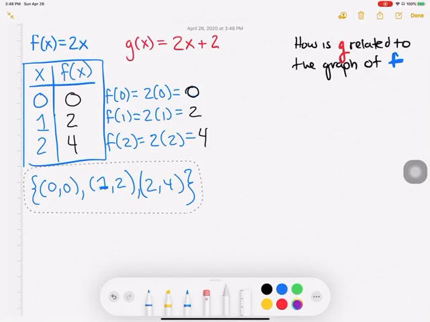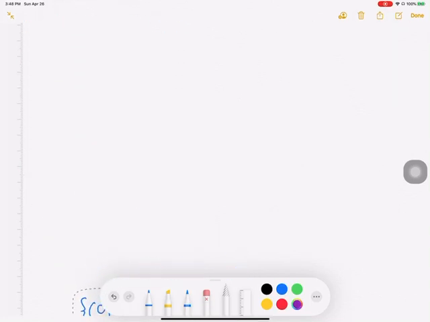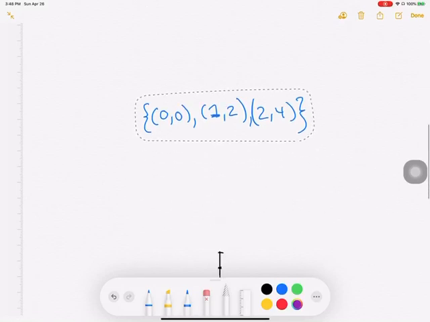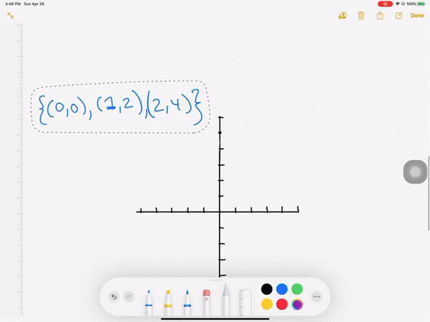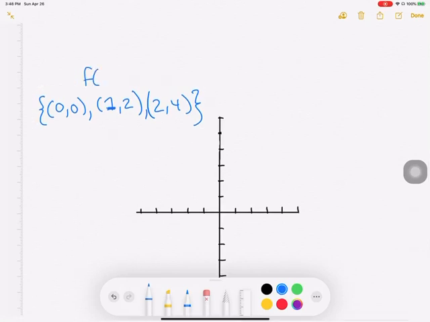I already have a Cartesian coordinate system somewhere over here. Okay, and I'm going to plot these values in there. So just remember this is the f of x function, right? f of x equals 2x. Those are the values that I got. So the first thing that I'm going to do is plot 0, 0.